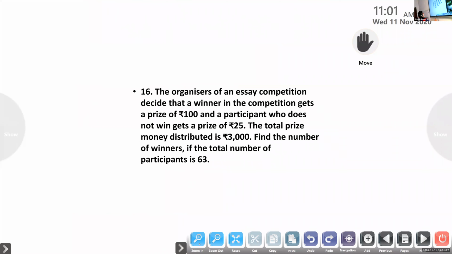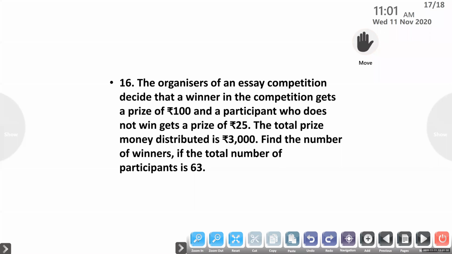Next question also, I think you have written the question, isn't it? Yes, ma'am. Read, Amaljit, read the question. This is of an essay competition. The winner in the competition gets a prize of rupees 100, and a participant who does not win gets a prize of rupees 25. The total prize distributed is 3000. Find the number of winners if the total number of participants is 63.